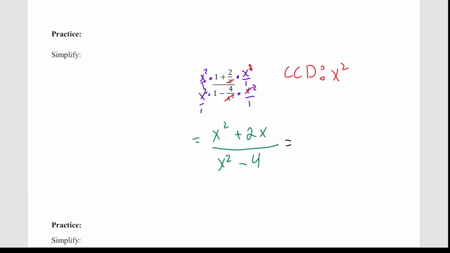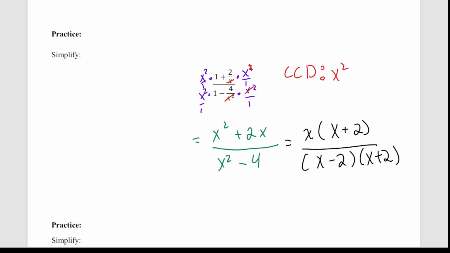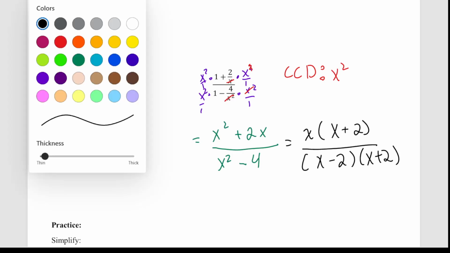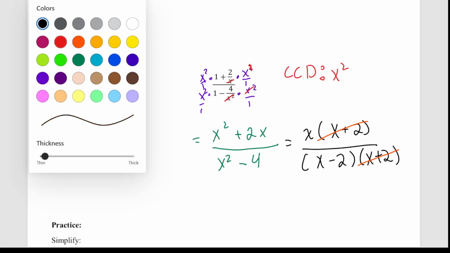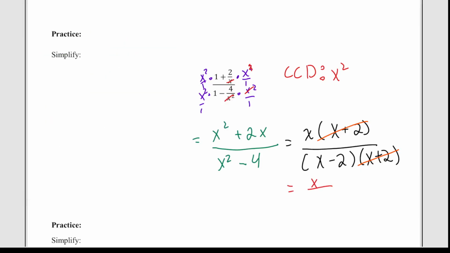So within that numerator, x squared plus 2x, the greatest common factor is going to be x. X squared divided by x will leave us with x. 2x divided by x will leave us with 2. X squared minus 4, that's a difference of squares. That's the same thing as x squared minus 2 squared, so that will factor into x minus 2, x plus 2. And then we will notice that we actually have x plus 2 divided by x plus 2 to leave us with a final answer of just x over x minus 2.